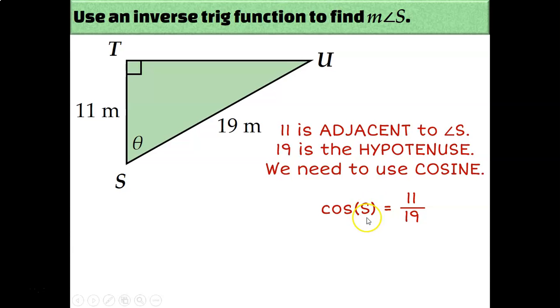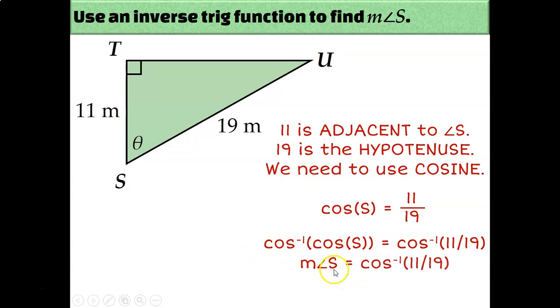Well, my variable is trapped inside of the trigonometric ratio of cosine. To break it out, I'll need to take the inverse cosine of both sides. So this inverse cosine and the normal cosine cancel out, so I just have angle S. And on the right-hand side of the equation, I'm going to need a calculator to help me out with that.